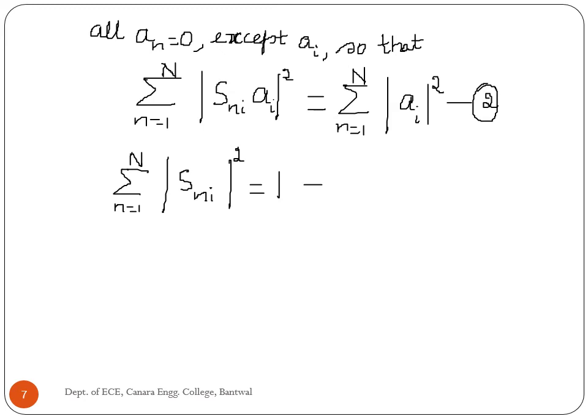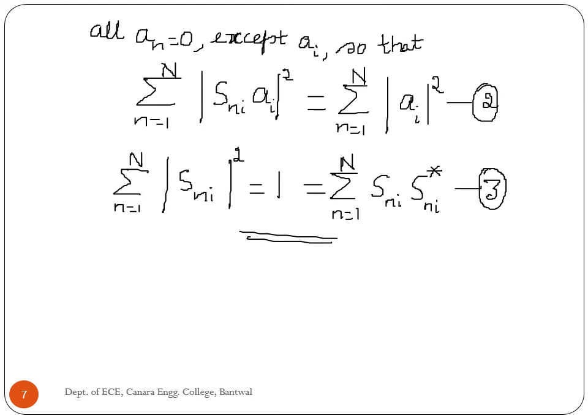which is equal to summation n equal to 1 to n of Sni and Sni conjugate value. This is equation 3, and here we have proved the third property.